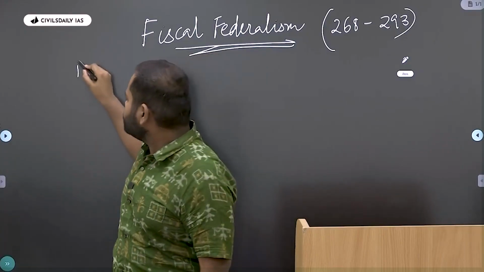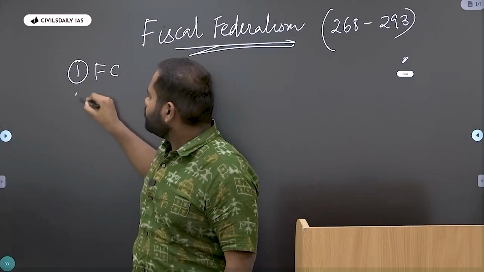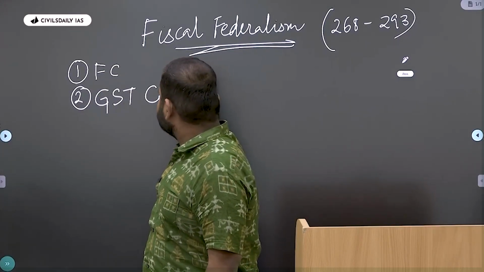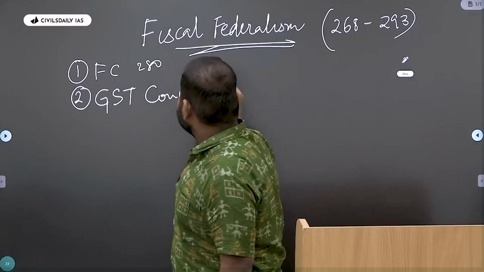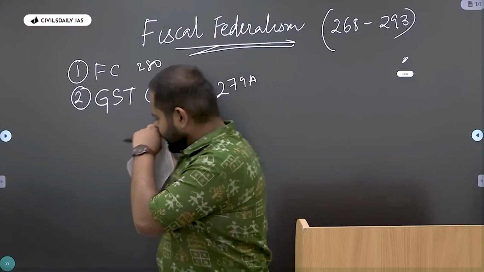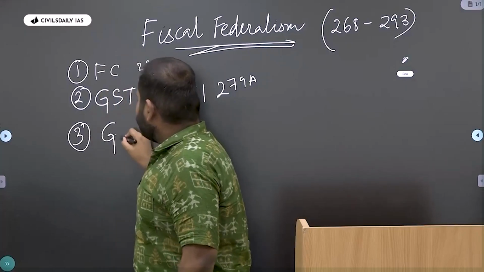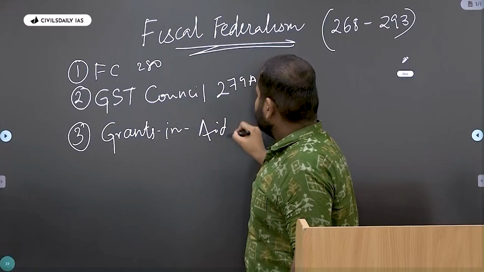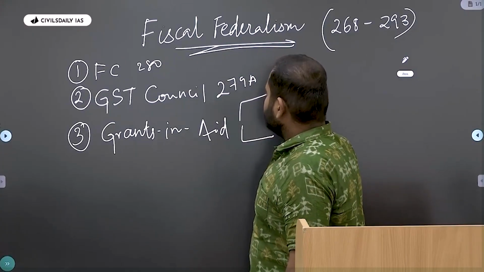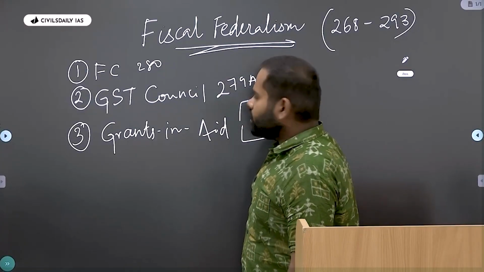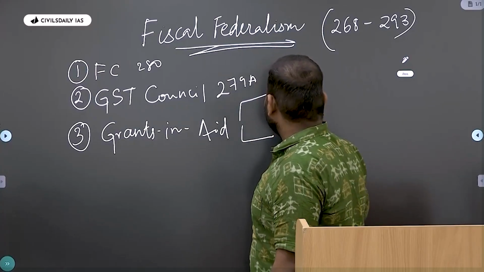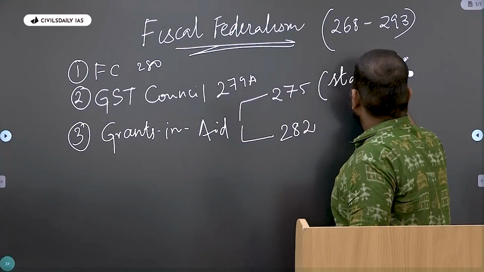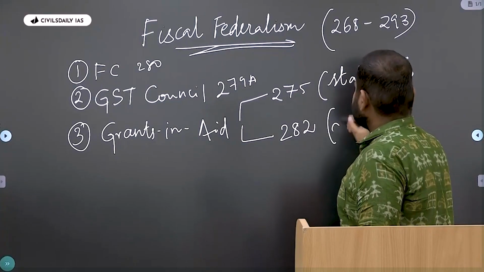Yes, Finance Commission, GST Council. What else? Yes, the grants. Grants in two ways. What are they? Articles 275 and 282. This is statutory and this is discretionary.